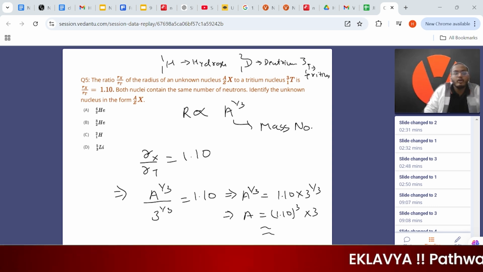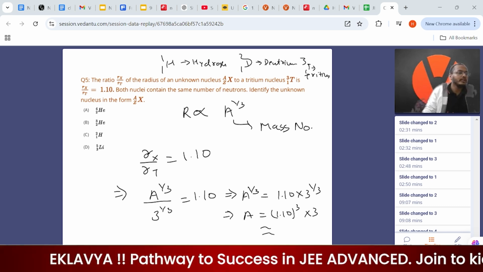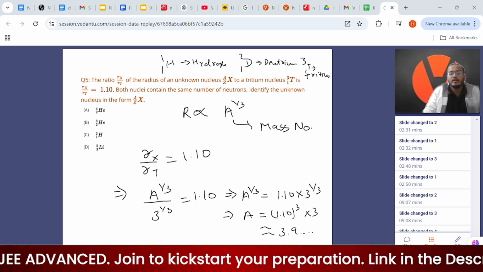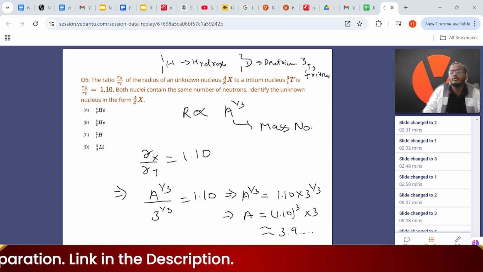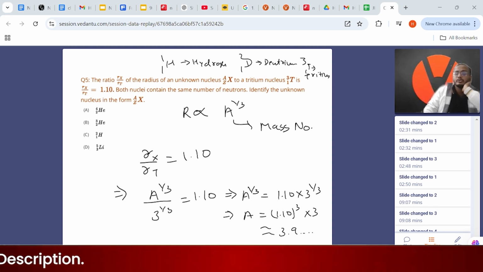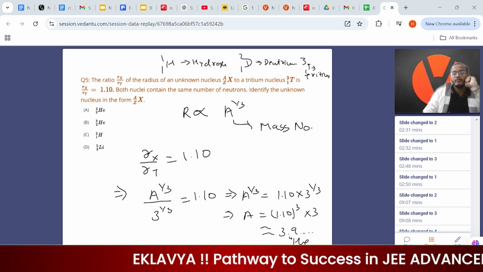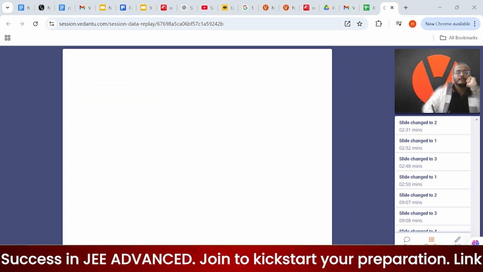So it will be almost equal to 3.9 and so on. Since 3.9 is coming, you already know that the mass number should be almost equal to 4. That is basically helium, helium 4 2. So it will be option number A.